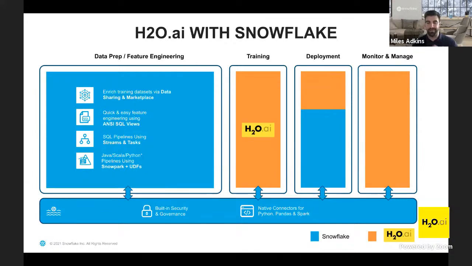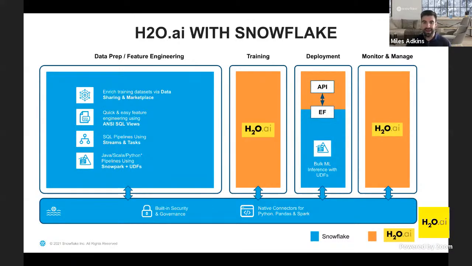Now, where we don't cover, and this is why we partner deeply with H2O, is on the model training side. We obviously don't have any capability for you to train a model inside of Snowflake. And so with H2O, we have a bunch of different native connectors that can be created to do your model training.